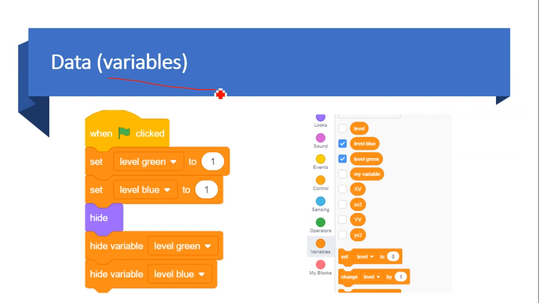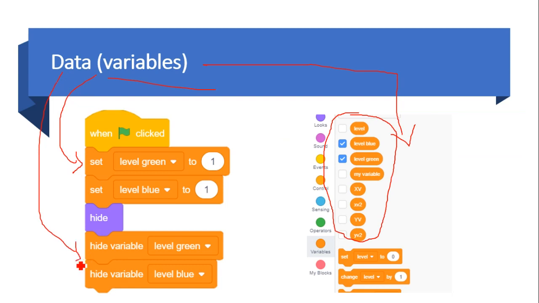Then back to the variables. So this time we've created so many variables. All these are variables that we've been able to create. And we're able to manipulate them by setting them or by being able to hide our variables.